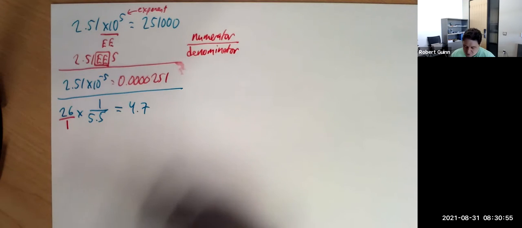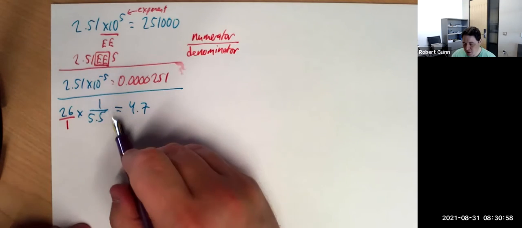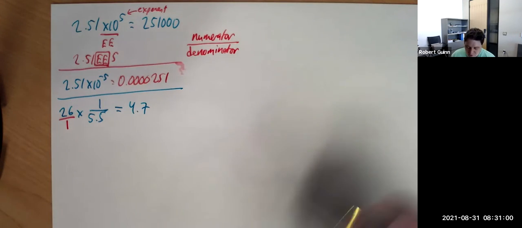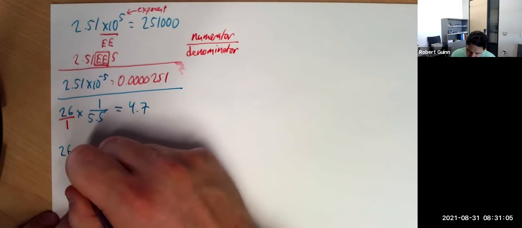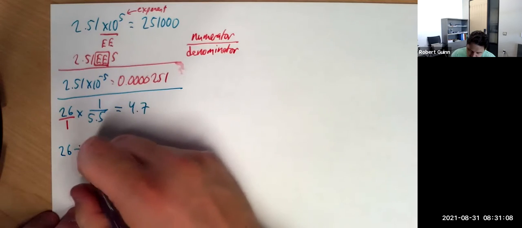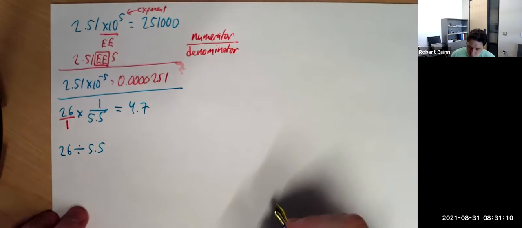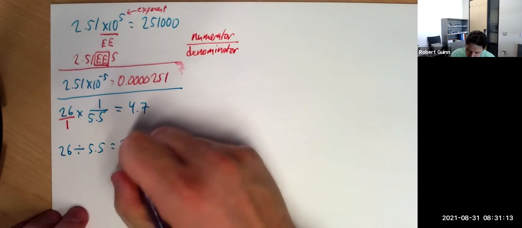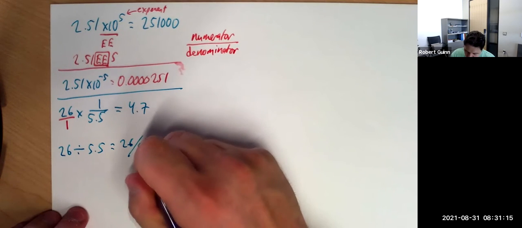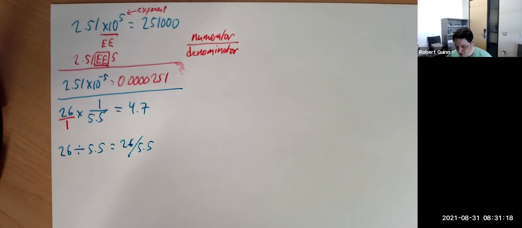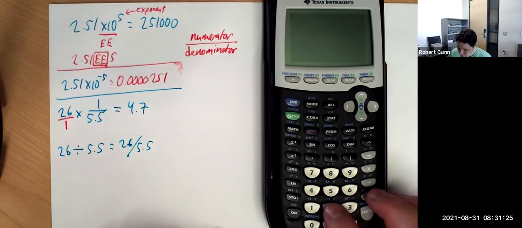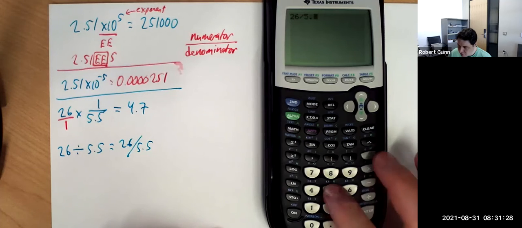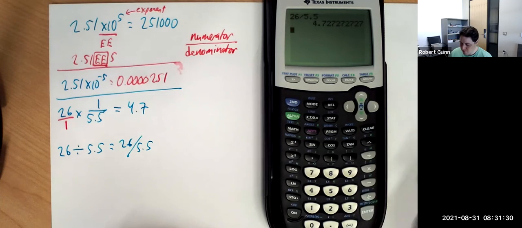Now, in terms of calculating things, if you multiply by a denominator, that's the same thing as just dividing. So this expression up here could have been written a couple of other ways. It could have been written 26 divide 5.5, or it could have been written 26 over 5.5. These are all the same thing. All 3 ways of showing this are the same. So now let's put it in the calculator. That'd be 26 divide 5.5, enter, and we get 4.7.